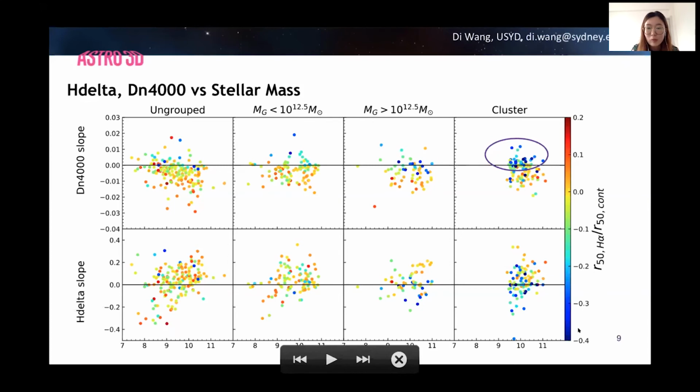So from the bottom row of the plot, the H delta gradient for the centrally concentrated galaxies in high halo mass groups points to slow quenching. But for clusters, we see some positive gradient, which suggests fast quenching. To quantify this, we need to compare with stellar population models, and I'm still working on that.